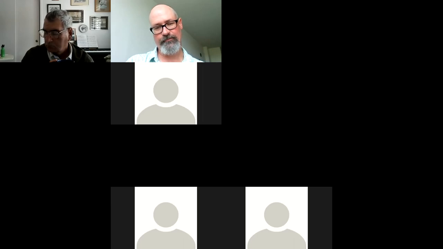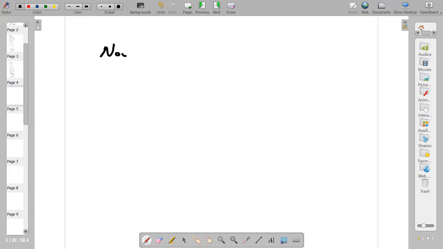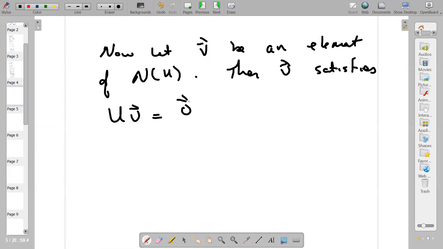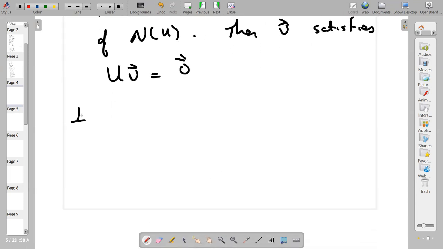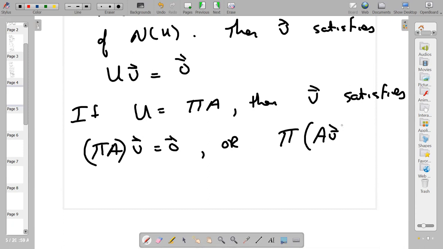To see the other way, now let V be an element of the null space of U. Then V satisfies the equation UV equal to the zero vector. Now, when you're thinking about this for a minute, how do you get A back from U? We have to invert. If U is equal to pi times A, then V satisfies pi A V equal to zero.